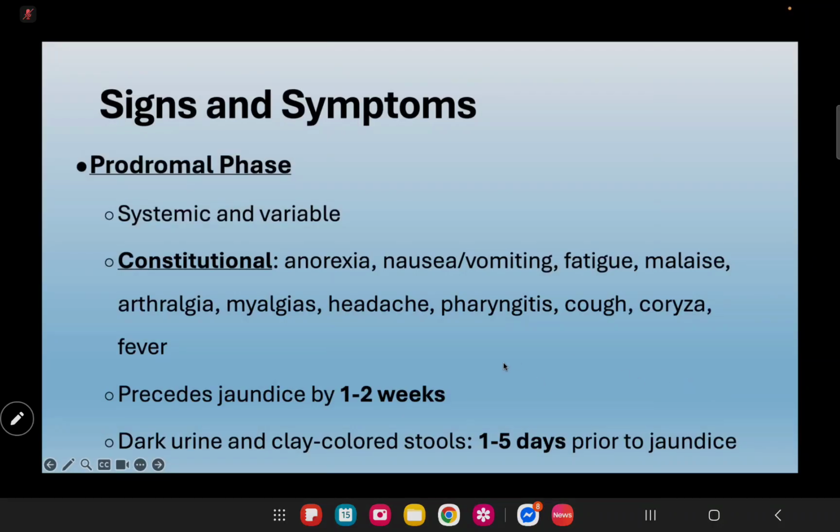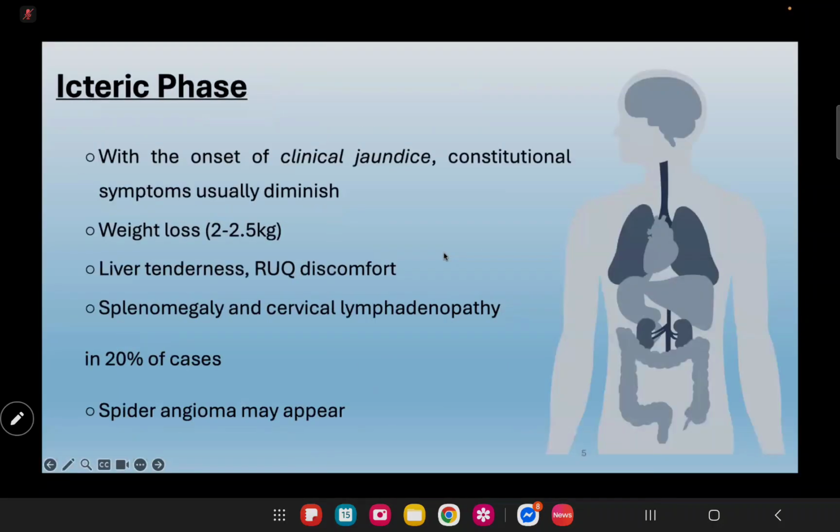The next phase, after the prodromal phase, with the onset of clinical jaundice, this is already the icteric phase. Constitutional symptoms usually diminish. The patient may experience right upper quadrant discomfort and tender hepatomegaly. There is weight loss of about 2 to 2.5 kilograms, and that is common.